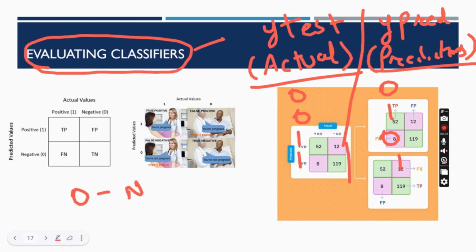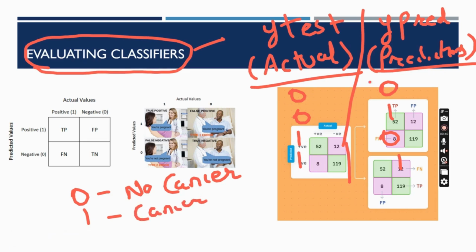where 0 is the no cancer. Let us say we are making a machine learning model that predicts cancer or no cancer. These are the actual data and these are the predictions. So when actually there is no cancer and predicted as no cancer, it is called as true negative, or TN. When actually there is no cancer but predicted as cancer, it is false positive, or FP, which is the type 1 error.